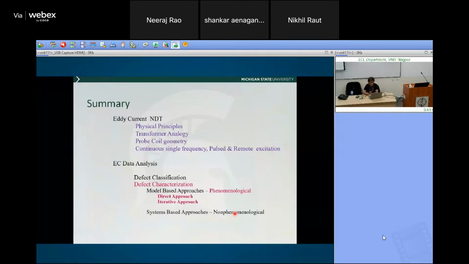Okay, so this is basically the summary. What we have done in this eddy current NDT: physical principles, the transformer analogy, the different geometries, different modes of operation, and data analysis. So I don't have anything else. We can just have a discussion.